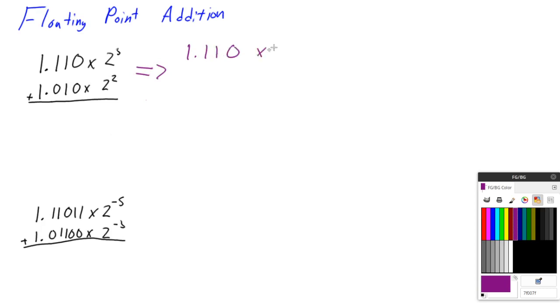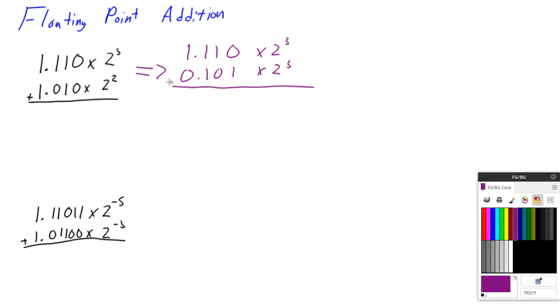1.110 times 2 to the 3. We're shifting this by 1, so that means we're going to have 0.101, right? Everything just shifted over and this 0 disappears, because we're not going to add in any extra bits here. And that makes this times 2 to the 3.